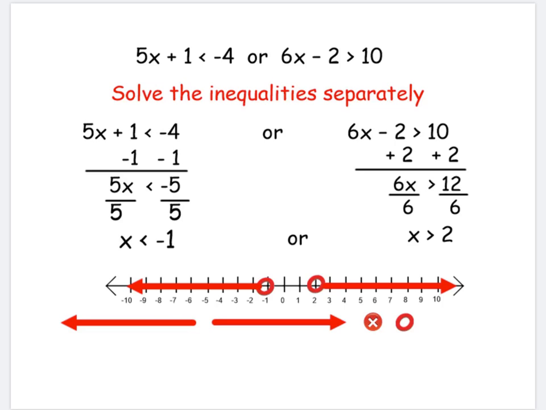I have my open circle on top of negative 1, and it's less than, so my arrow goes to the left. My second solution is that x is greater than 2. So my circle is on top of 2, and then it's not filled in because it is only greater than, and then it's greater than 2, so my arrow goes to the right.